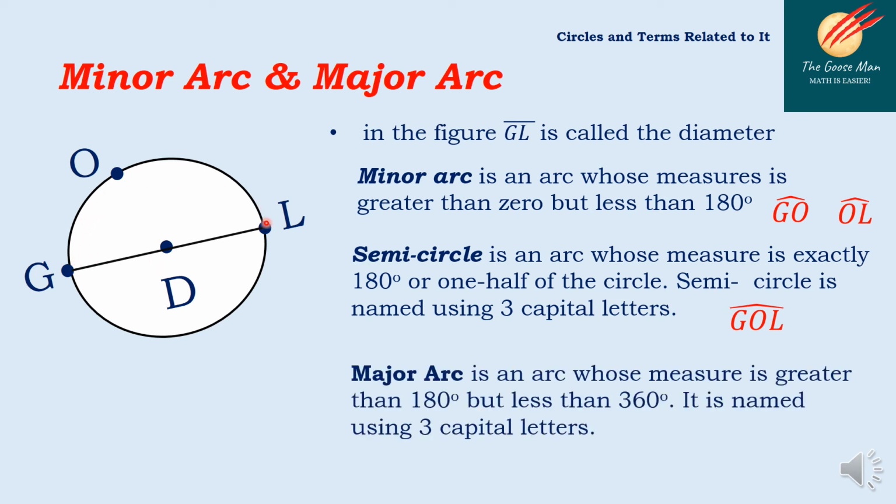Next, the major arc is an arc whose measure is greater than 180 degrees but less than 360 degrees. It is named using three capital letters. From our example, we have arc OGL, so it is more than the semicircle. Another one is arc OLG.